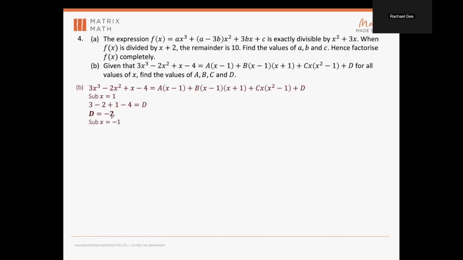So after that, you sub in x equals to minus 1. This still has value. This will be gone, this will be gone, and then d you already found. So I'm only left with a. This is from this d.